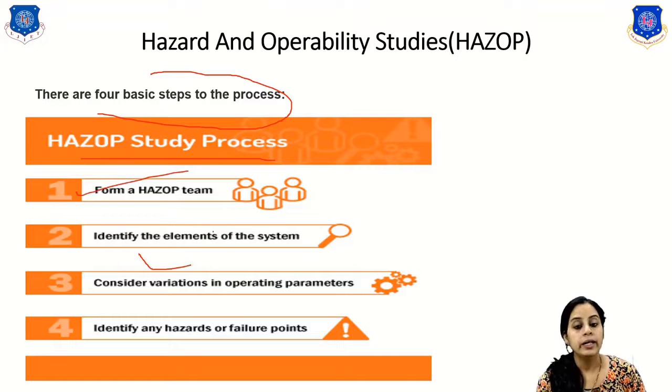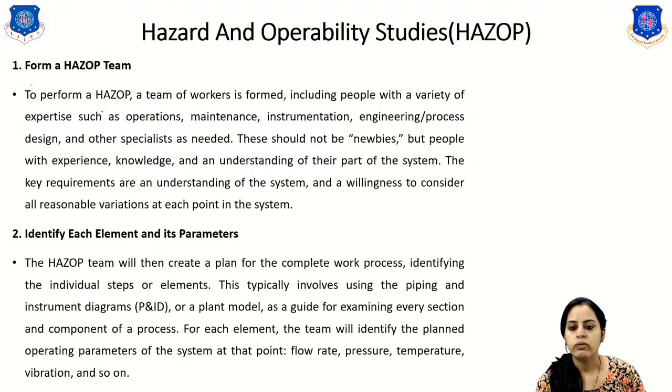Then identify the elements of the system. Then consider the variation in the operating parameters. Identify any hazards or failure points, right? Now we will discuss all the processes in detail. The first one is to form a HAZOP team. It means that to perform a HAZOP, a team of workers is formed, including people of a variety of expertise such as operation, maintenance, instrumentation, engineering, process design, and other specialists are needed.